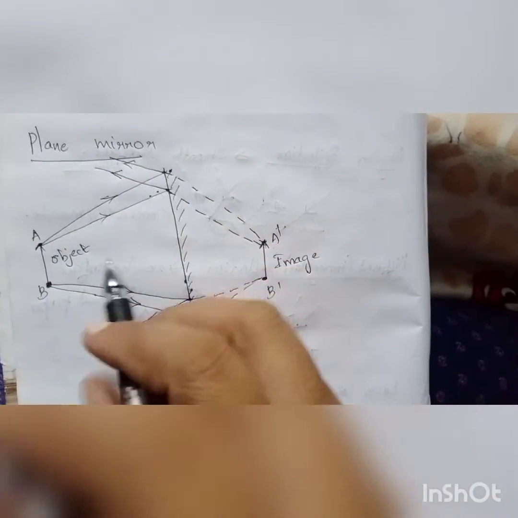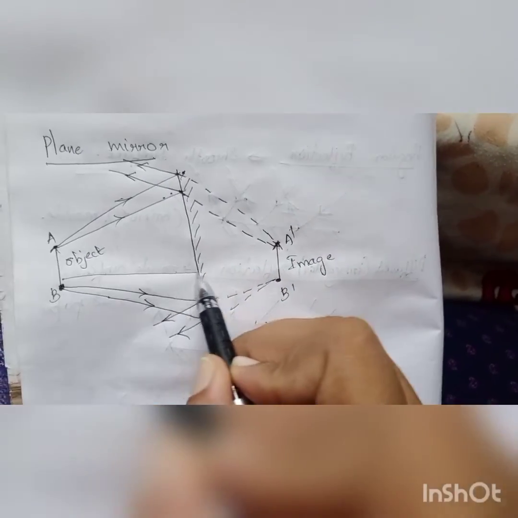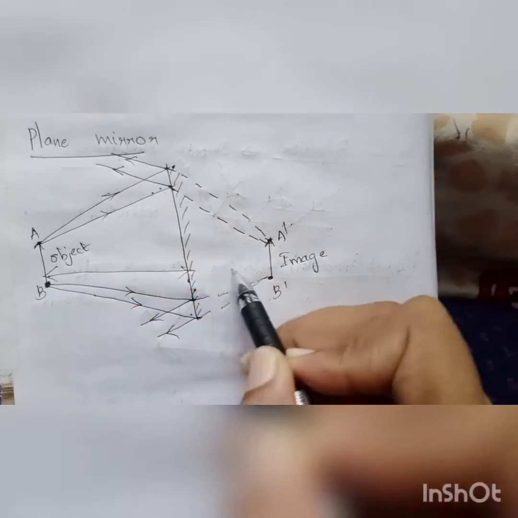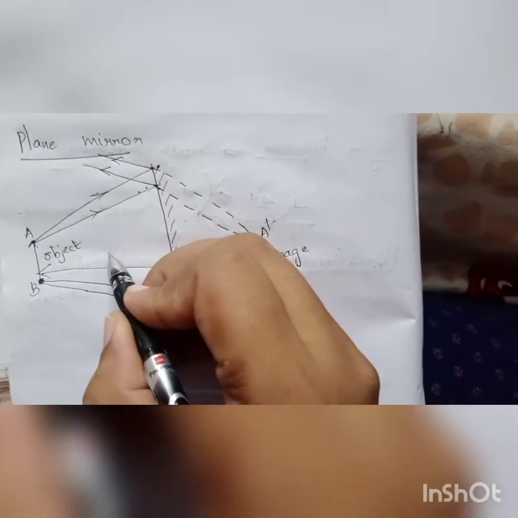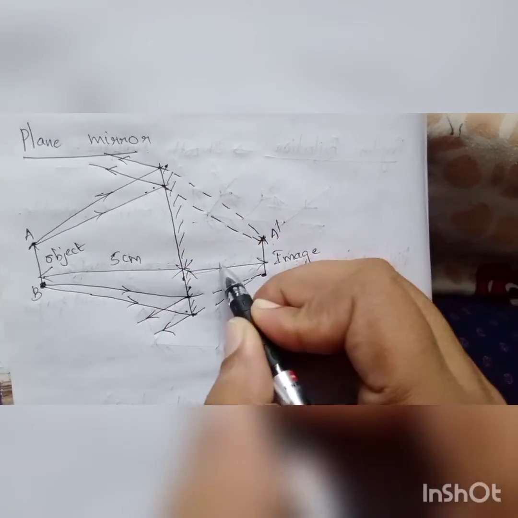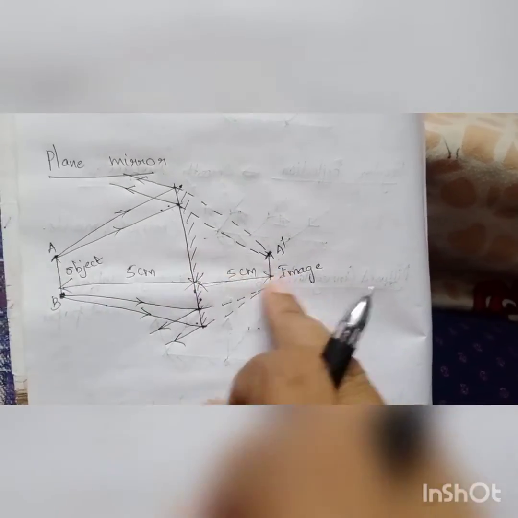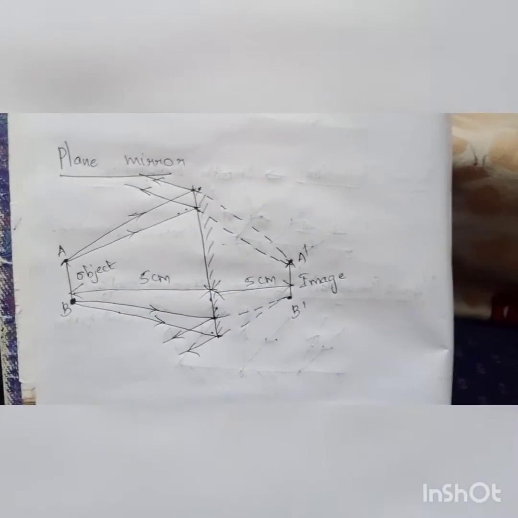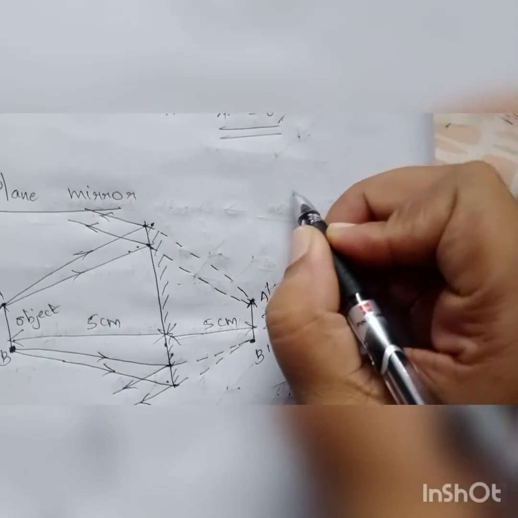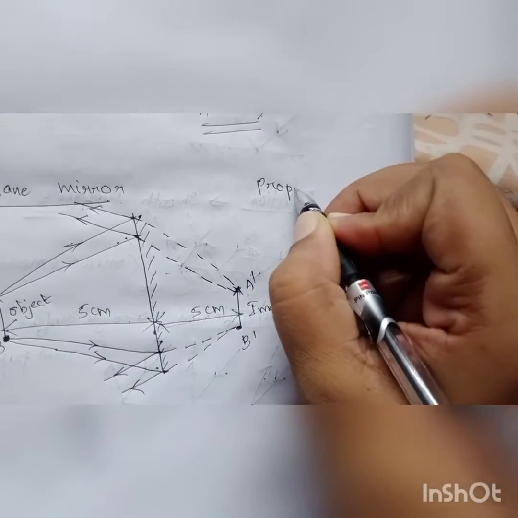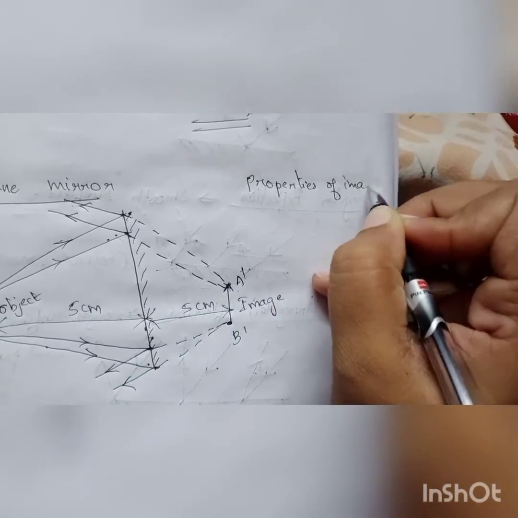One more thing: if you are using a proper scale, this distance and this distance will be the same. Actually, here it is not the same, but when you use a scale, you will get the same distance. If this distance is 5 centimeter, then this distance will also be 5 centimeter. So how can we write the properties of an image formed by a plane mirror?